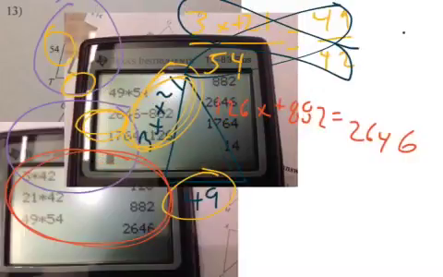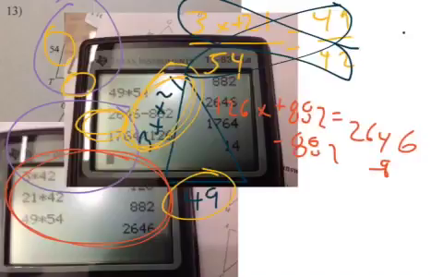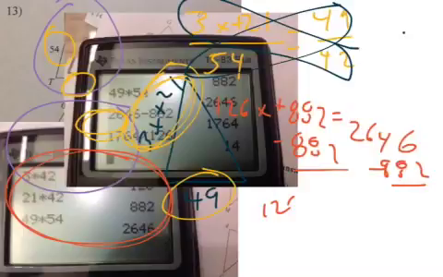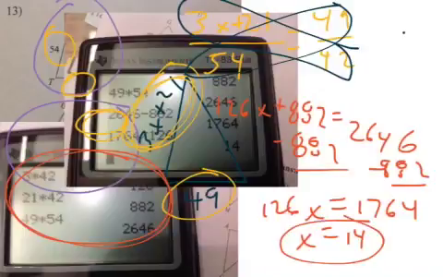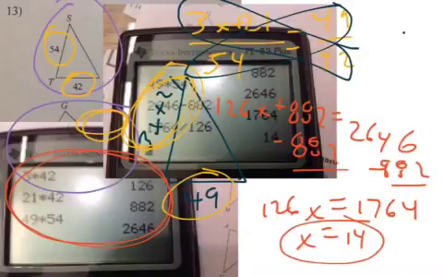So finishing up, does everybody agree I'm going to minus the 882 both sides, as I showed you on the calculator. 126x is going to equal 1764, as shown on the calculator. And then when I divide by 126, x is 14, again shown on the calculator. Okay, so x is 14.